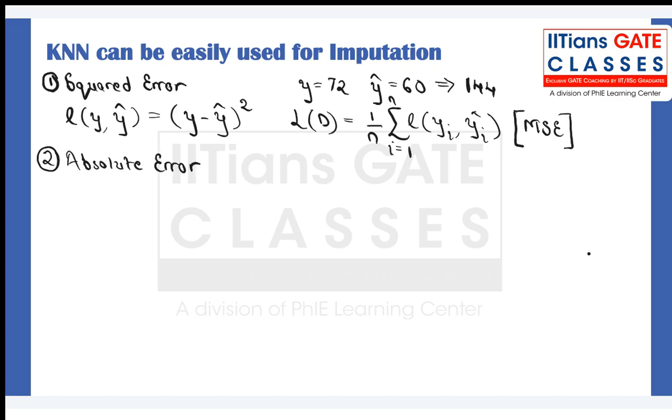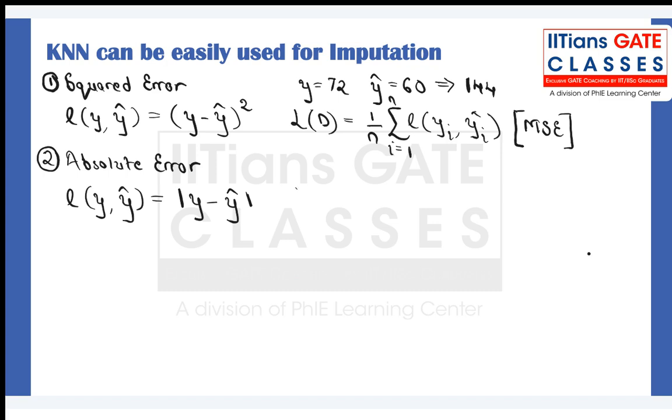The second loss function we have is called the absolute error loss. The absolute error loss of two points y comma y cap is nothing but the absolute difference between the two. So again, quickly, what do you think will be the value for the example? What is the absolute error loss for the example I have told here? 12. Perfect. So for it, it will be 12.